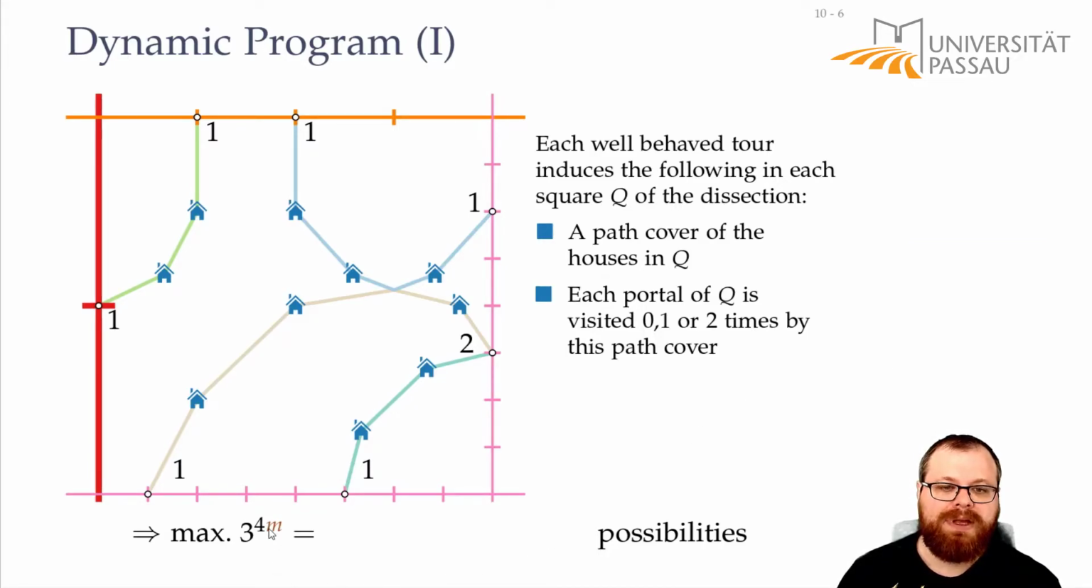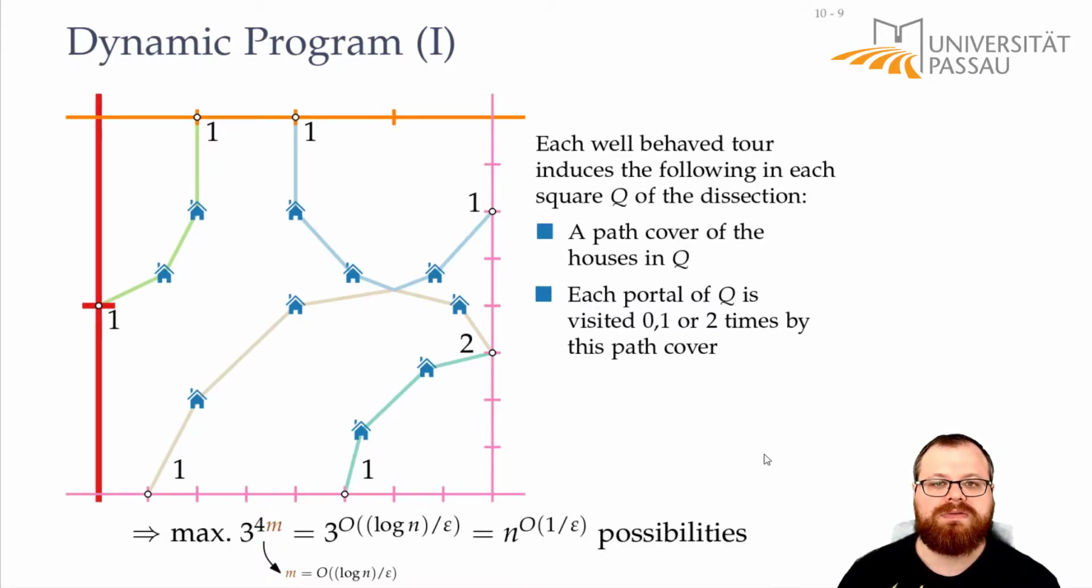And the m, that's in order of log n divided by epsilon. So if we plug that in here, we have 3 to the order of log n divided by epsilon. And then again, use the logarithm rules here, we get n to the order of 1 over epsilon possibilities. And this is polynomial in n, so that's fine for us. So we can guess how often is every portal chosen, and we try all the possibilities of this and find for each of those combinations the best well-behaved tour.